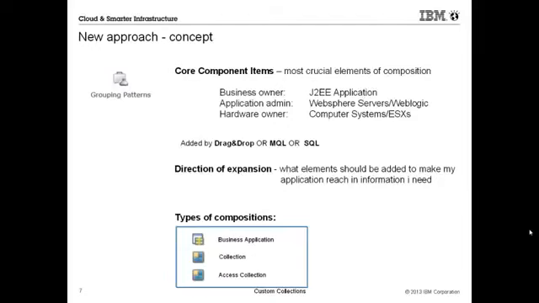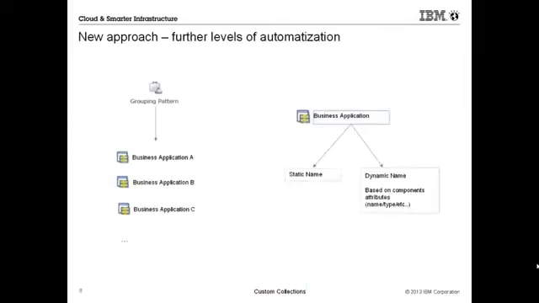To complete a grouping pattern, the administrator has to decide on a direction of expansion. In a sense, decide what elements should be added to make my application rich in all the information I need. At last, a grouping pattern can create either a business application, collection, or access collection.